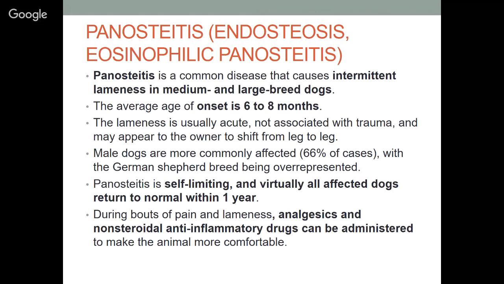The average age of onset is 6 to 8 months. So it's during a growth phase. The lameness is usually not acute, and it's either associated with trauma, or it's not associated with trauma. And it appears to the owner that it shifts from leg to leg. I swore that that dog was lame on the right side yesterday. Now it's lame on the other side.